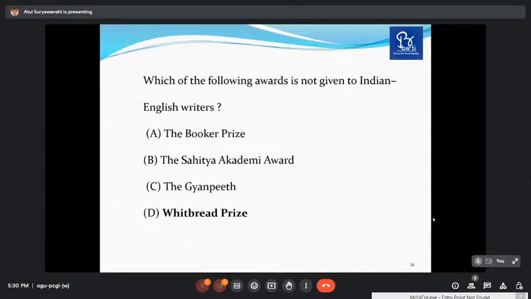Next question here in this series. Which of the following awards is not given to Indian English writers? Options: the Booker Prize, Sahitya Akademi Award, the Gyanpith Award, and the Whitbread Prize. So the Whitbread Prize is the clear-cut option, which shows that it is not associated with Indian English writing. As I told you, we discussed the Gyanpith Award and Sahitya Akademi Award in our previous lectures.